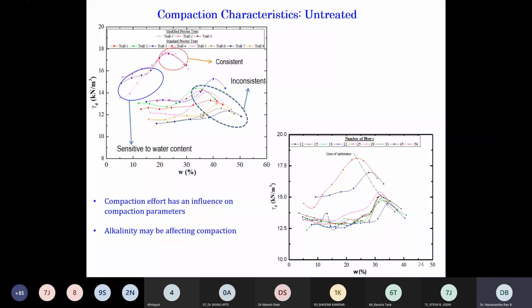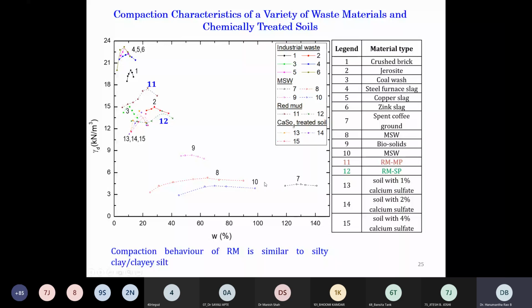It's a big question. So we also tried to vary the number of blows to see the effect of the compaction energy, and this is the response. As you increase the compaction energy, you get different values of gamma D and moisture content. And we also made an attempt to understand how this waste material falls in comparison with other waste materials.